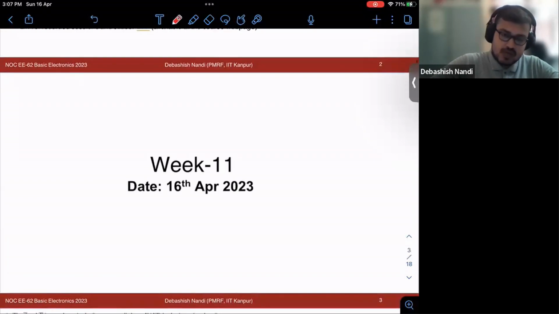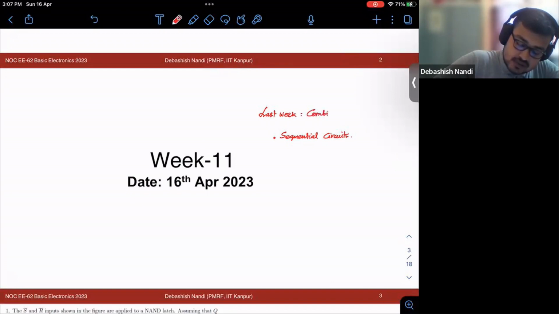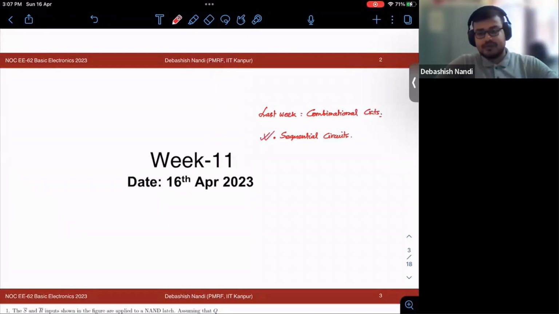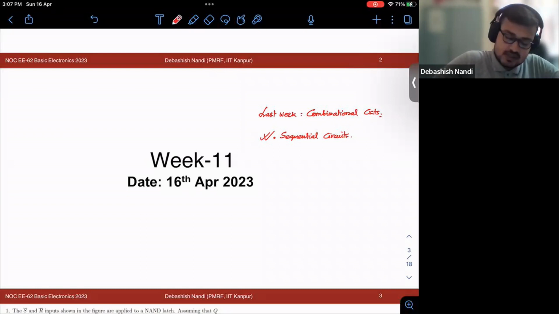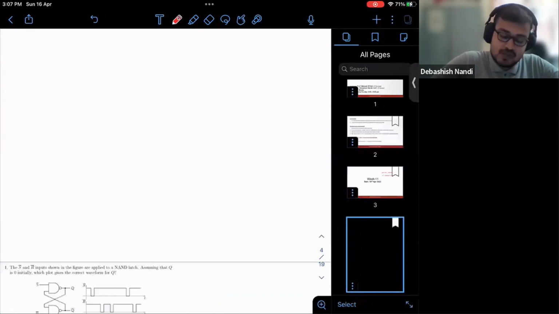Okay. So what we will do today, we will basically discuss sequential circuits. Last week we discussed some combinational circuits. Today we will discuss some basic stuff about these sequential circuits. So let me begin with what these are before we dive into the problems.